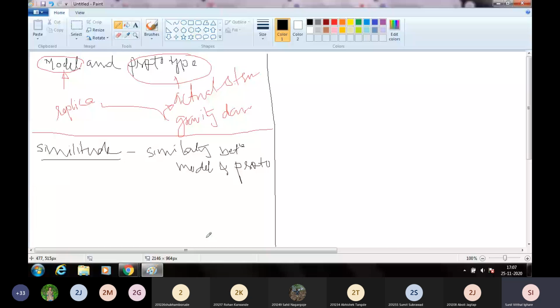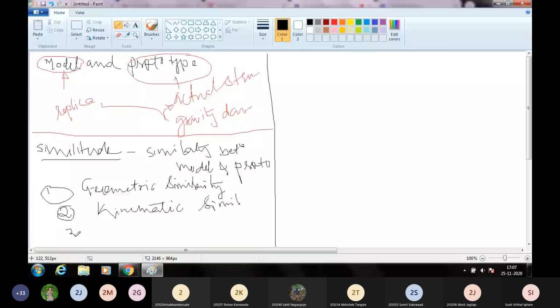So what are these complete similarities? The first is geometric similarity. The second one is kinematic similarity. And the third one is dynamic similarity. Okay, so we see these three one by one. First is geometric similarity.